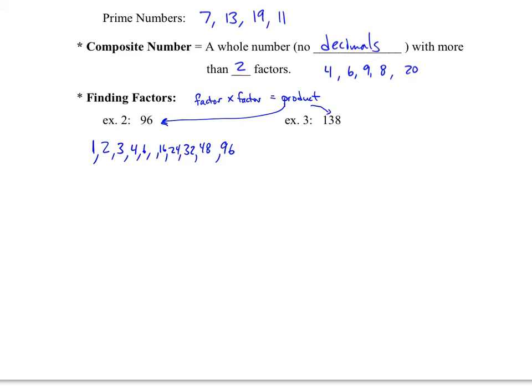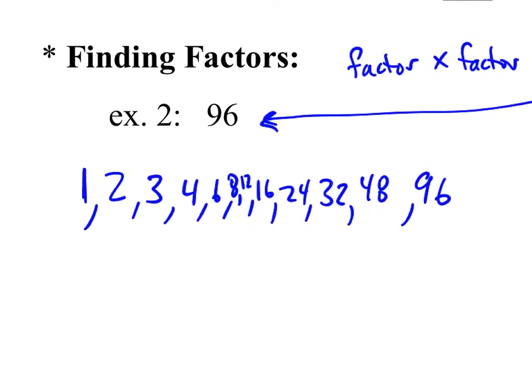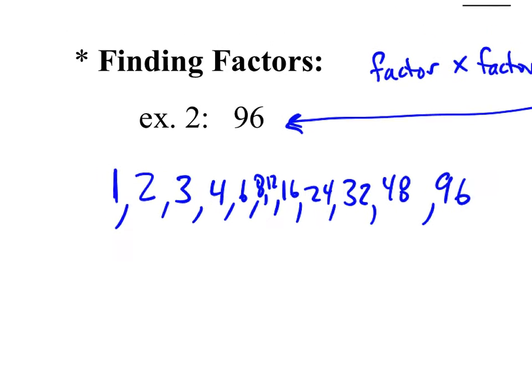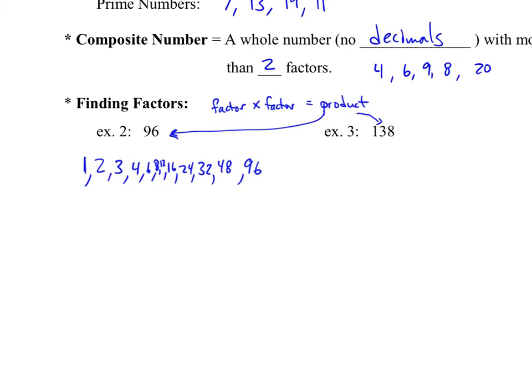I'm going to squeeze them in here. 8 and 12. Is that all? Okay? 1, 2, 3, 4, 6, 8, 12, 16, 24, 32, 48, 96. Adam says, is that all? How do I know? What do you notice about as you get towards the middle? They get closer. The numbers get closer together.